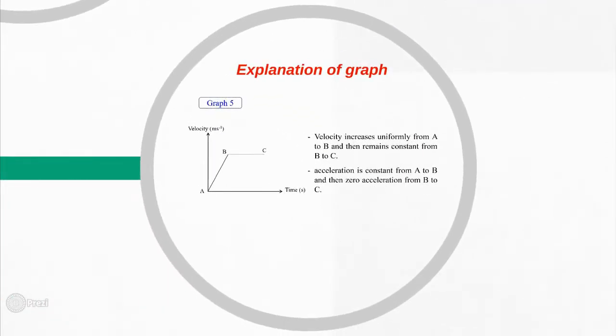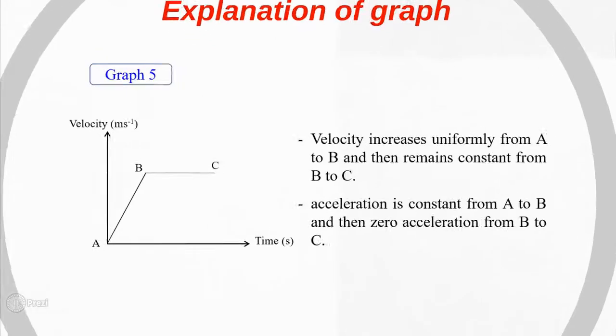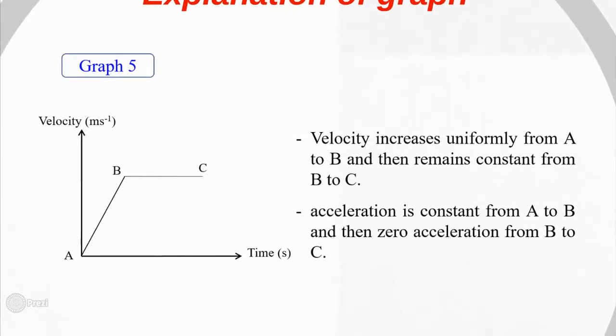Last one, in graph 5, we can see velocity increases uniformly from A to B, and then remains constant from B to C. It means the acceleration is constant from A to B, and then zero acceleration from B to C. Remember, you can calculate the displacement from the area under the graph.